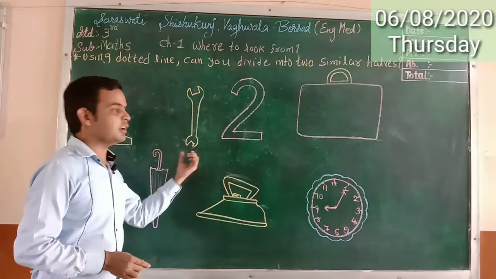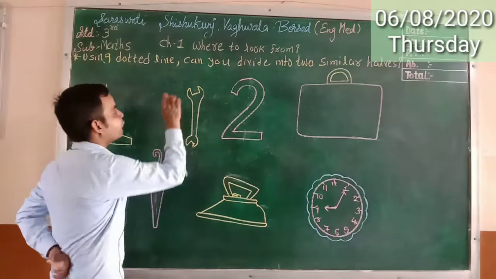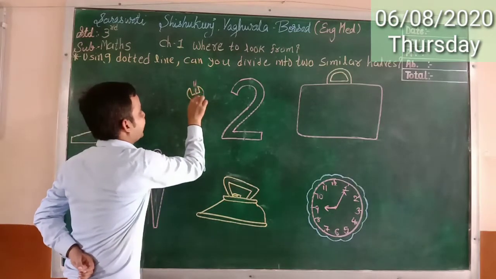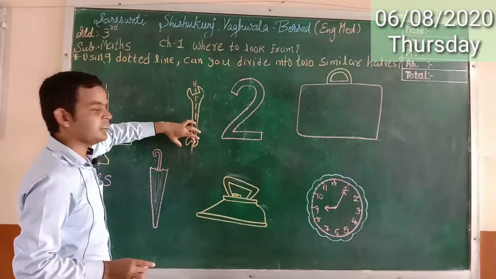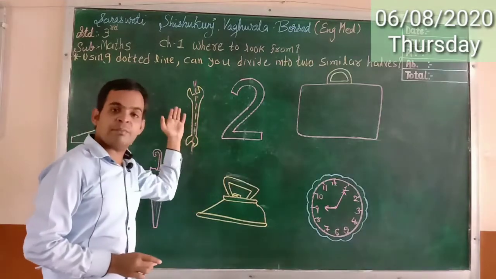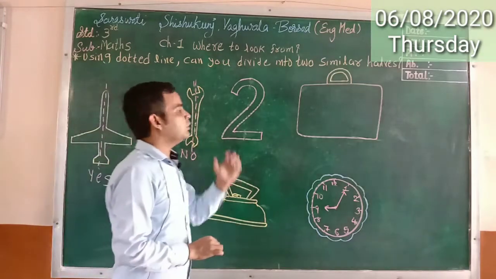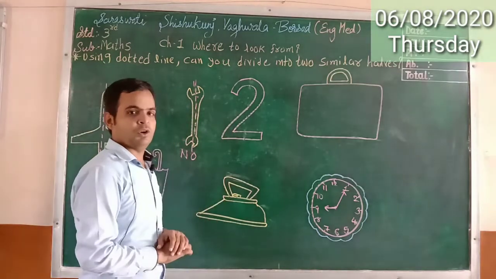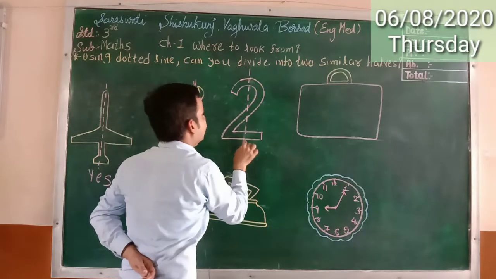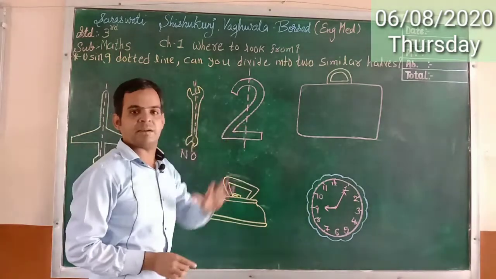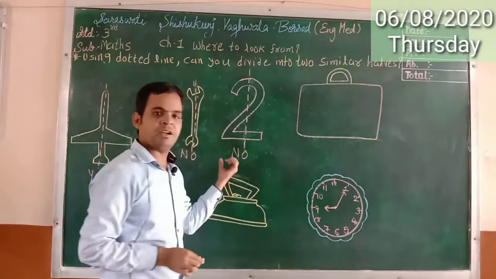Okay, now let's see second number, tool. This tool is used to repair vehicles. If I divide this tool using a dotted line, the upper side is wide and the down side is broad. So is this figure mirror halves? No. So here our answer is no, right? Now next one is number 2. If we divide this using a dotted line, let's see the left side and right side, both are equal? No. So this one is also not mirror halves.